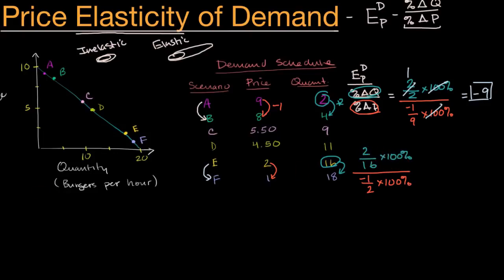This would be 12.5% up here. So this is 12.5% up there, and then this over here is going to be negative 50%. So when price went down by 50%, you had a 12.5% increase in quantity. 12.5% is 1/4 of 50%. So this is going to give us a price elasticity of demand of negative 0.25.